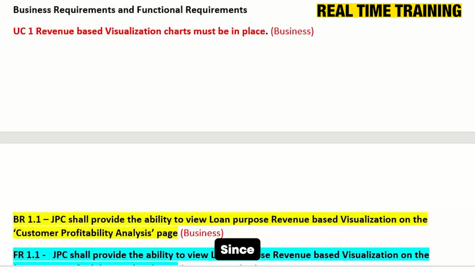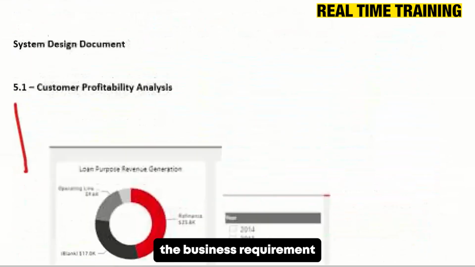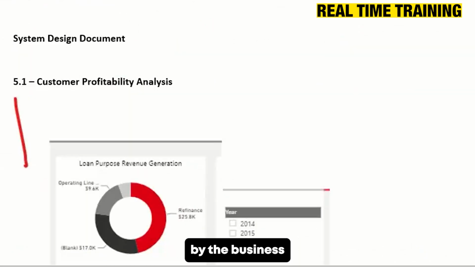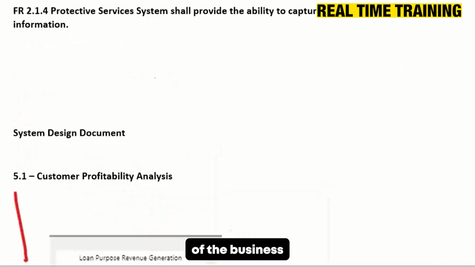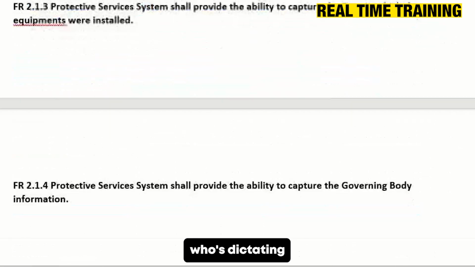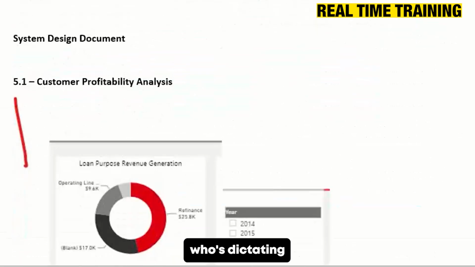Business, right? Since the business requirement document is going to be dictated by the business, and the system design document is going to do nothing but give a system description of the business requirement document, who is dictating the overall requirement? That is also business, right?